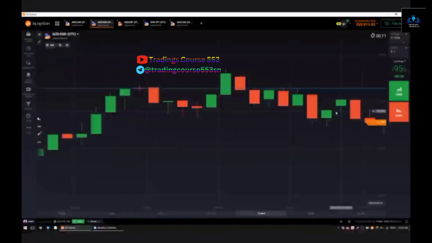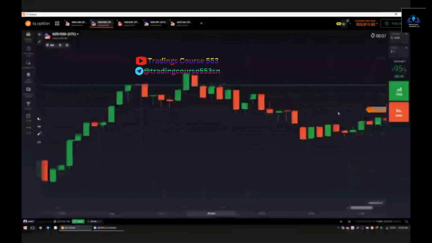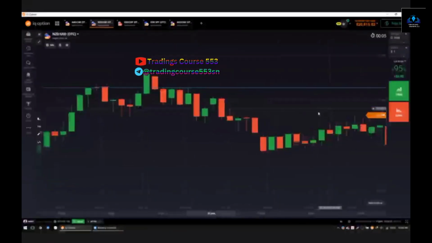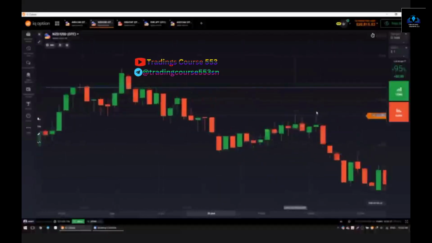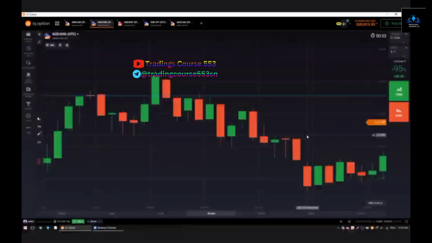If it closes above, what do we do? We still go down, but in another vision, another theory. So let's see if we have any candle close above here. Let's see. Maybe I don't have, and I never have.